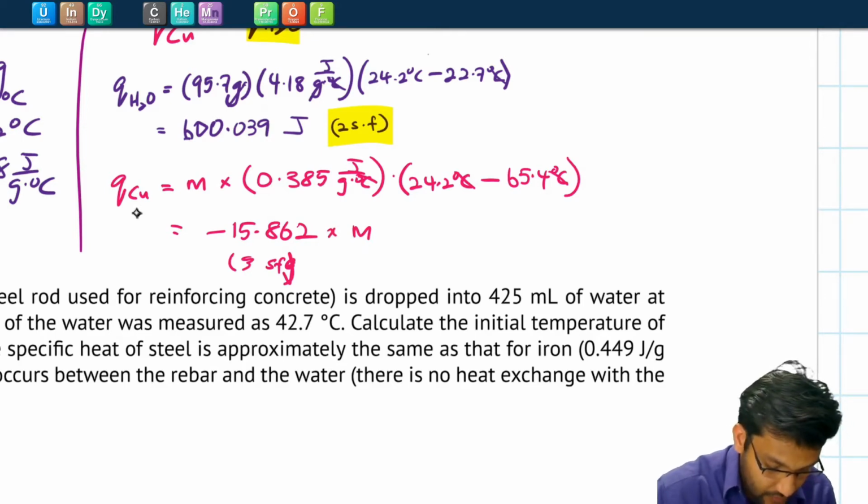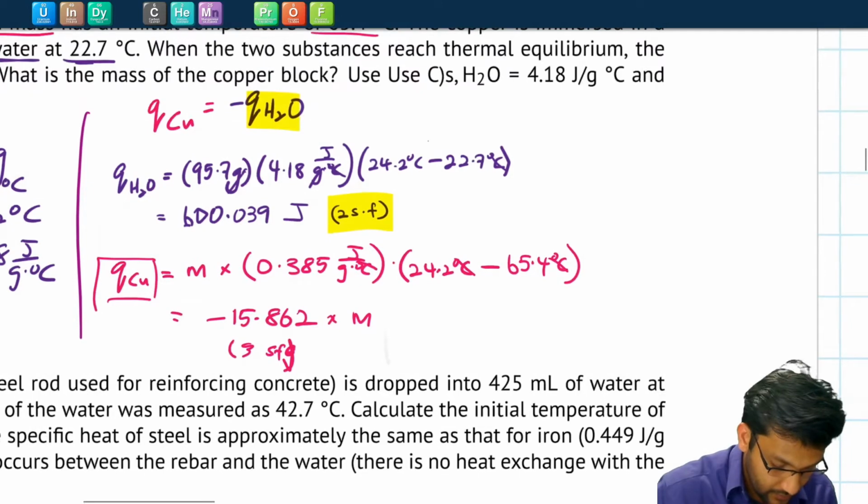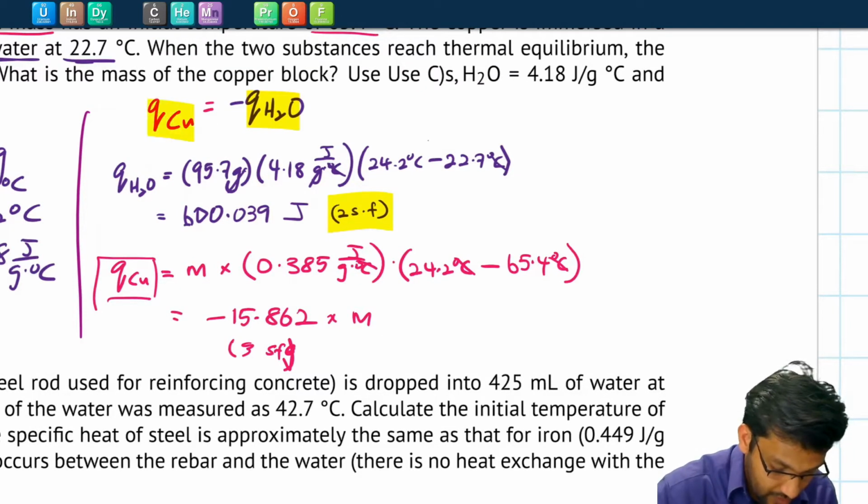So that's our Q for copper. Now we know our Q for copper in terms of M, because M is still unknown. We know the Q for water. So let's put these two things together.